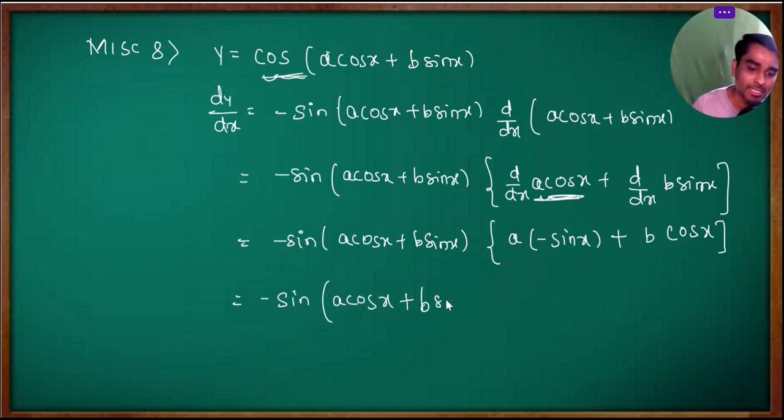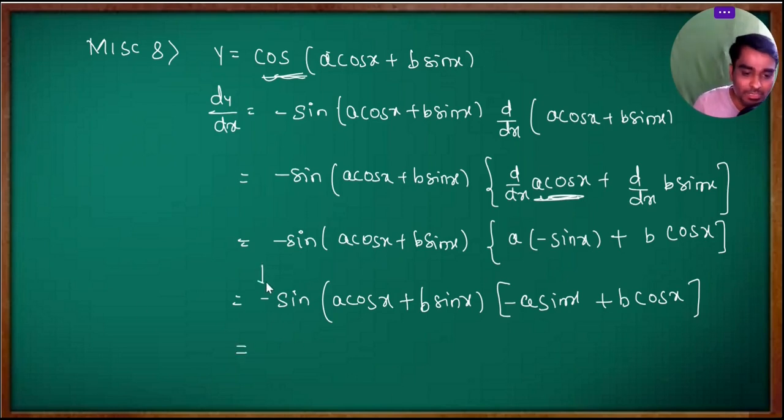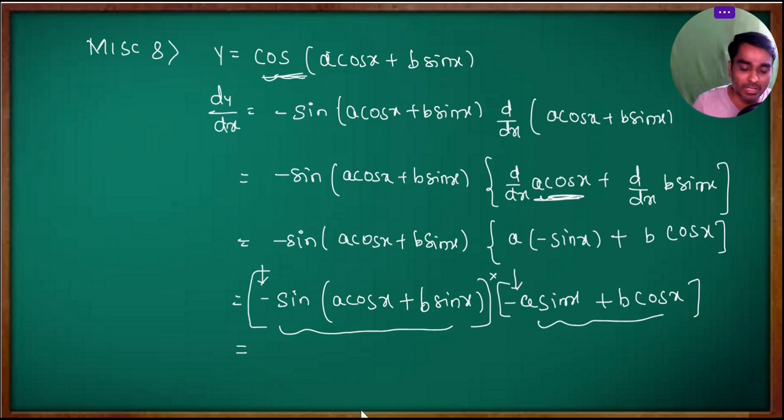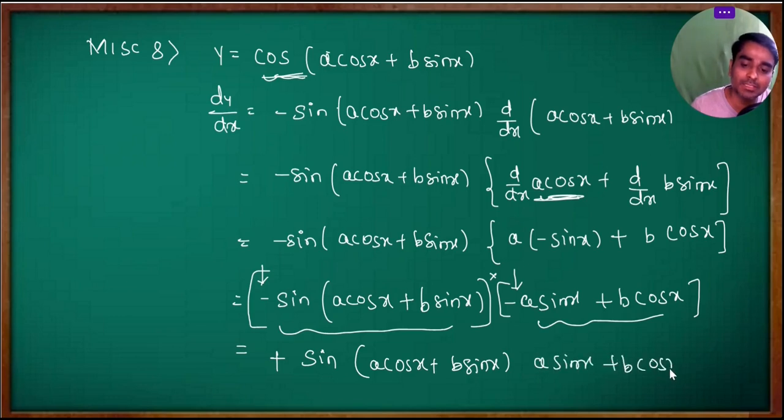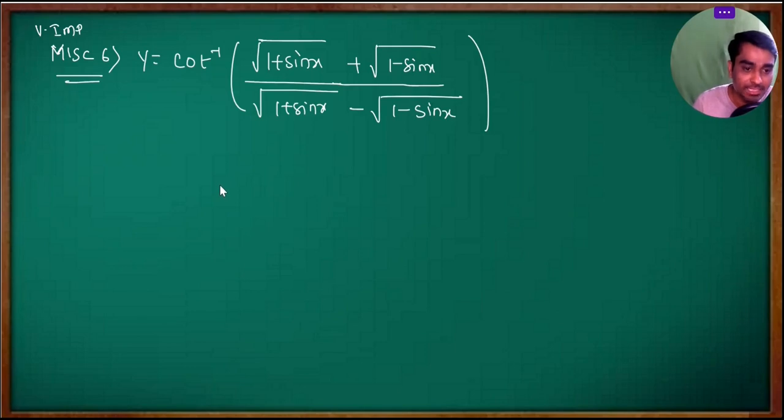So finally what I have now, here I have minus sine of A cos x plus B sin x. And in this, here I have minus A sin x plus B cos x. Let's reverse the sign. So here what will happen? This minus, and here there is one minus. Okay, this is one bracket, this is completely other bracket. You can just keep it as a bracket. Both are multiplied here, so you can multiply the sign simply. Minus minus will become plus. So final answer will be sine of A cos x plus B sin x into A sin x minus B cos x. That's it. This is very important question, miscellaneous sixth.